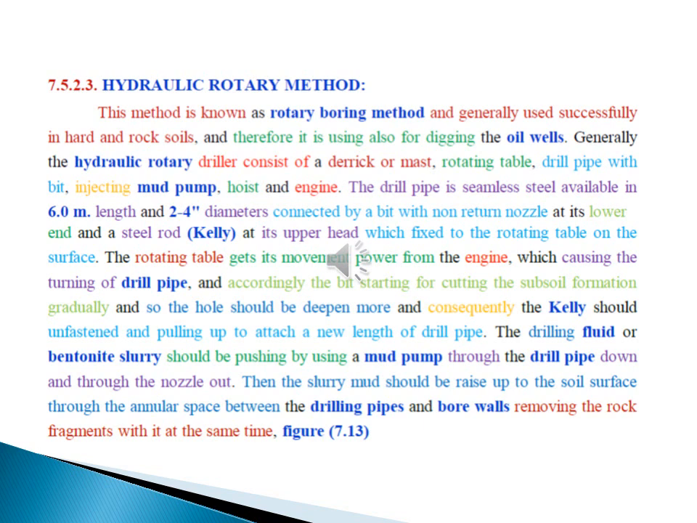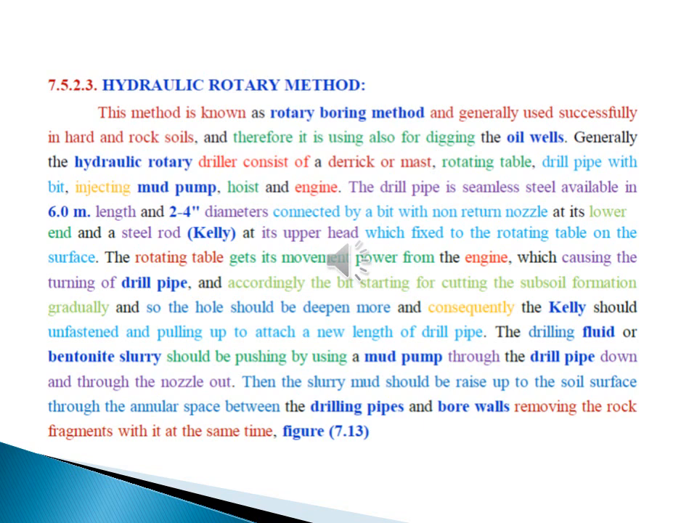Hydraulic rotary method. This method is known as the rotary drilling method, and is generally used successfully in hard and rock soil, and therefore it is also used for digging oil wells. Generally, the hydraulic rotary driller consists of a direct rotating table, drill pipe with a bit, injection mud pump, hose, and engine. The drill pipe is stainless steel, available in 6-meter lengths and 2 to 4 inches diameter, connected by a pin with a non-return nozzle at its lower end and a steel rod, the kelly, at its upper end, which fixes it to the rotating table on the surface.